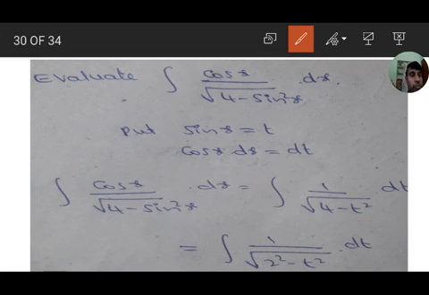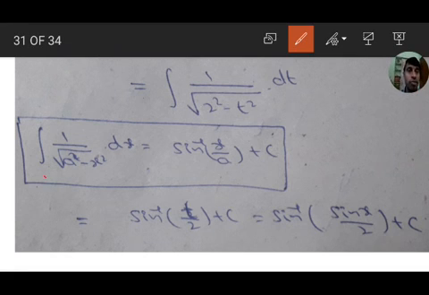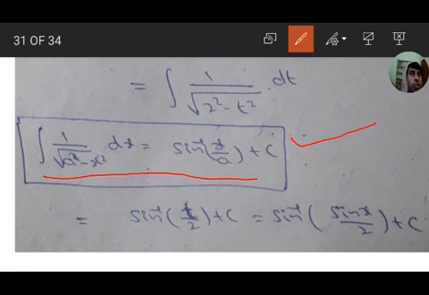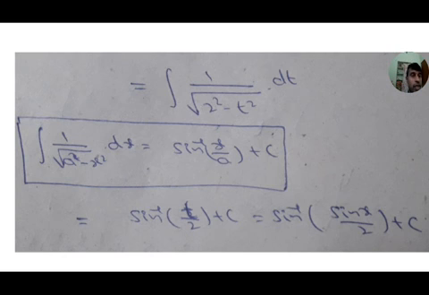So it is of the form 1 by square root of a square minus x square dx. Formula: 1 by square root of a square minus x square dx equal to sin inverse x by a plus c. So x means here the variable t, and a means here 2. So sin inverse t by 2 plus c. What is the t value? sin x. So sin inverse of sin x by 2 plus c.